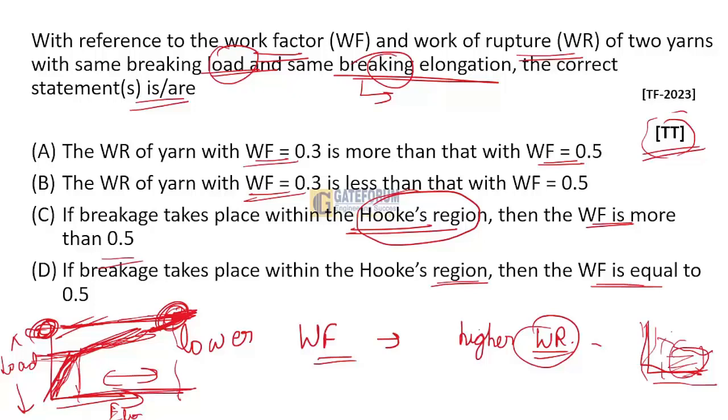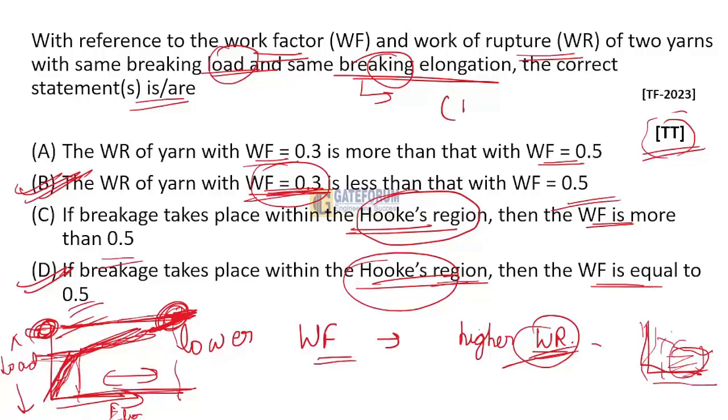So what are the correct options? With a low work factor, you get a higher work of rupture compared to 0.5. Option B is the correct option. If breakage takes place within the Hookean region, then the work factor is equal to 0.5. This is the ideal condition that we must understand. So option B and option D are the correct options. I think it is clear.